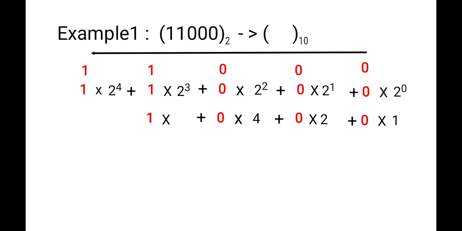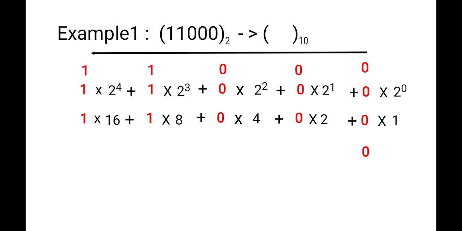2's power 3 means 2 multiplied by 2 multiplied by 2. We will multiply 2 three times. 2 2's are 4, 4 2's are 8. So 8 will come. Note down the next binary digit 1. 2's power 4: 2 multiplied by 2 multiplied by 2 multiplied by 2, four times. 2 2's are 4, 4 2's are 8, 8 2's are 16.